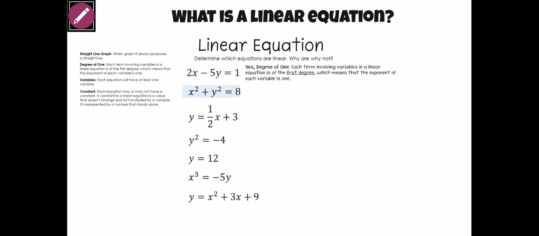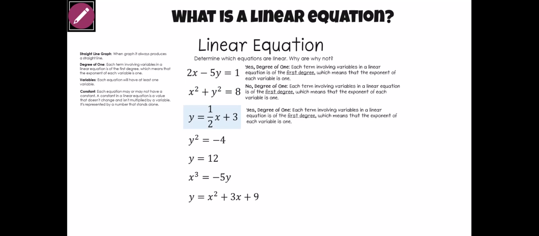How about x squared plus y squared equals 8? What do you think? If you said no, you are correct because the exponent on x is 2 and the exponent on y is 2. No, this isn't a linear equation. Let's look at this one. y equals 1/2 x plus 3. What do you think? Yeah, this is also a linear equation.